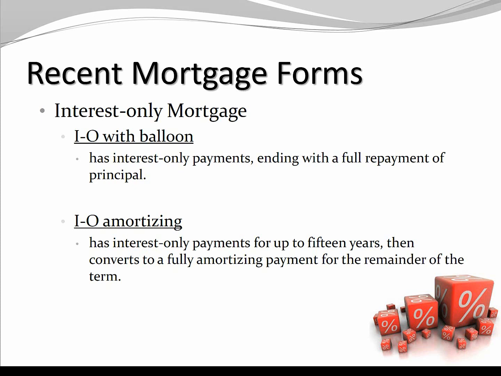There are other recent mortgage forms like the interest-only mortgage. We talked about it before. So interest-only mortgage means you pay only the interest part for your monthly payment. First we have interest-only mortgage with balloon payment, which means every period, your period payment just equals the interest cost, and your outstanding balance always equals the loan amount. So at the end of maturity, you have to pay back this loan amount. We also have the interest-only amortizing loan, which means you have an interest-only loan for up to a few years, and then you convert to a fully amortizing payment for the remainder term of this loan.